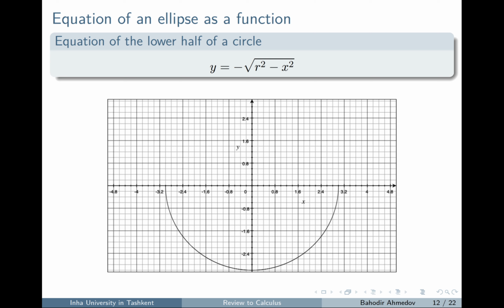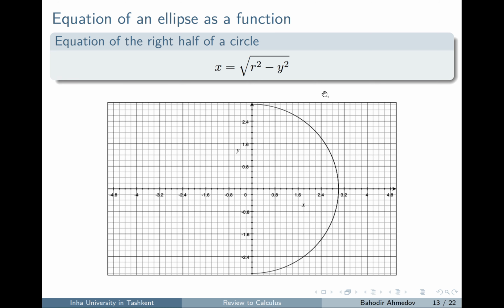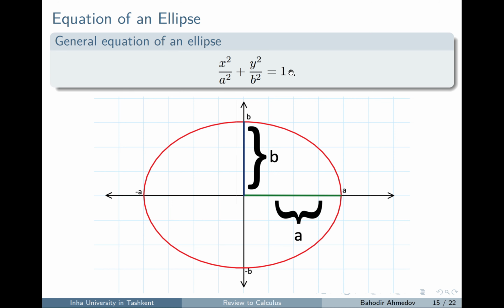At the same time, we can find the equation of the right-hand side part of the circle and the left-hand side part of the circle, where the function is going to be written as x is equal to f of y, right? So the equation of the right-hand side part is going to be x is equal to the square root of r squared minus y squared, and the left-hand side is going to be minus the square root of r squared minus y squared.